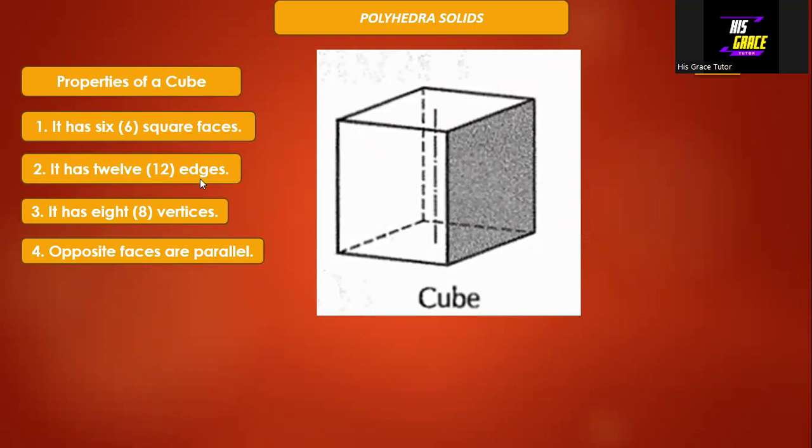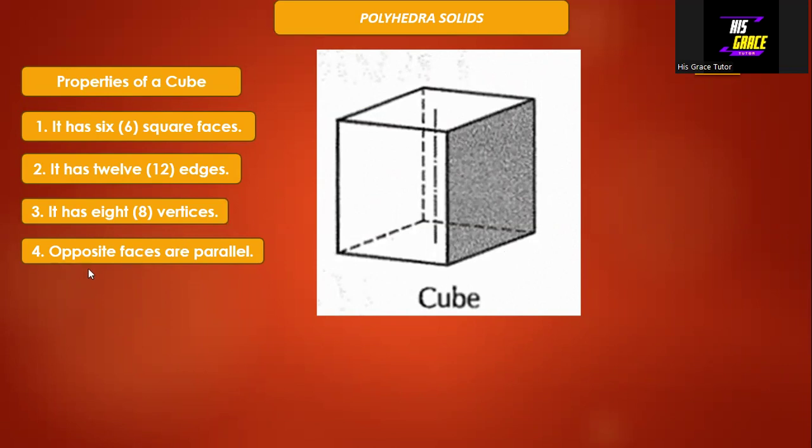Then we also have that it has 8 vertices. So where are the 8 vertices? We have 1, 2, 3, 4, 5, 6, 7, and 8. So those are the 8 vertices on this cube.